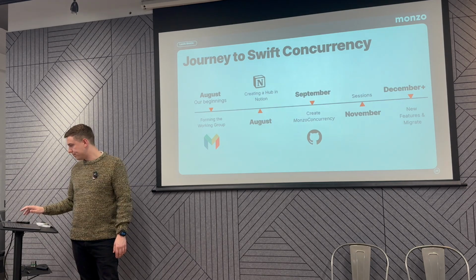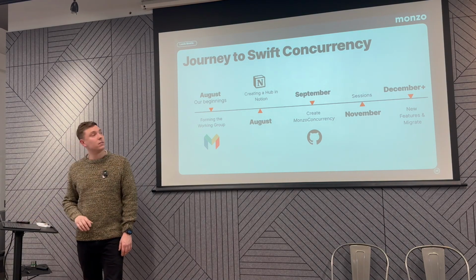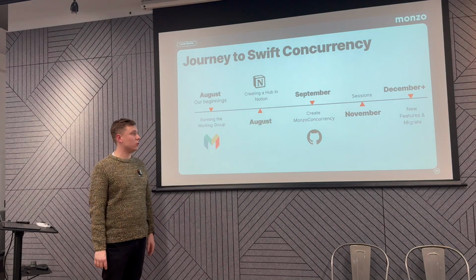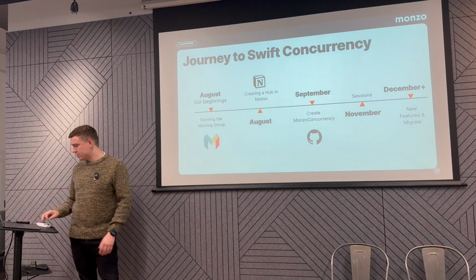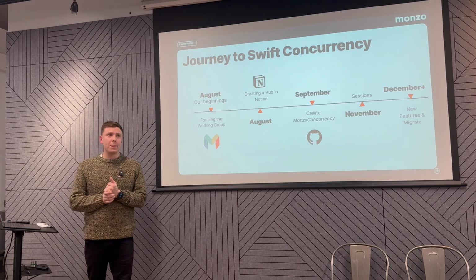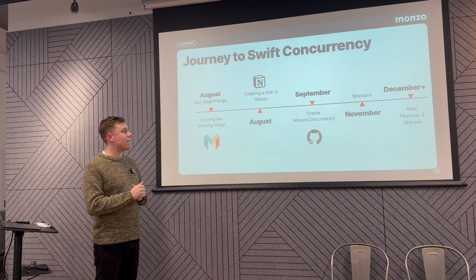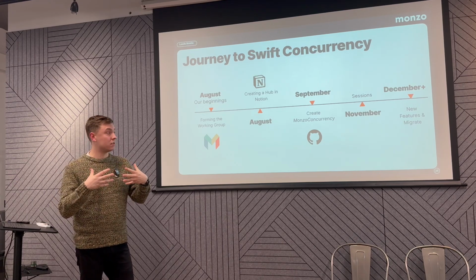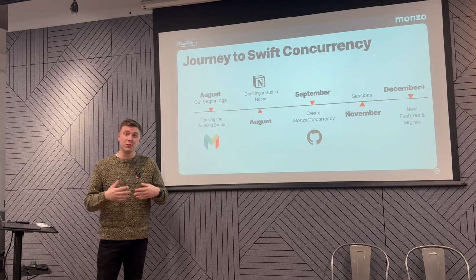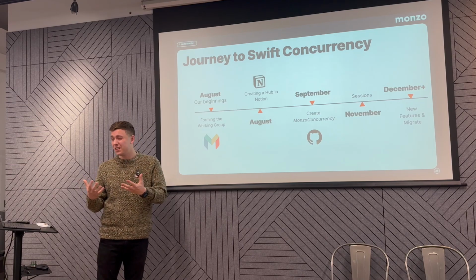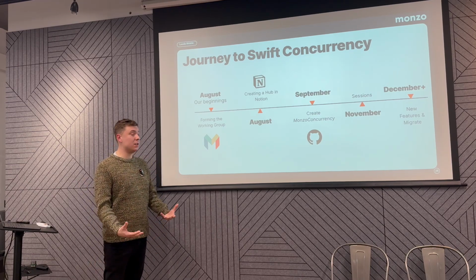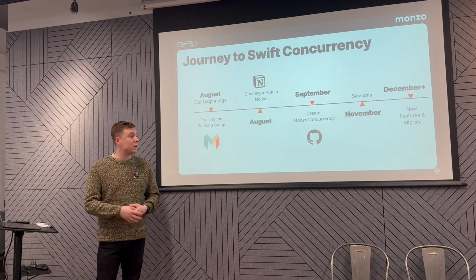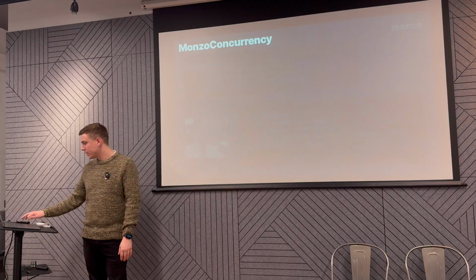Okay. Here we go. So next in the list, after we created the hub, we created a new module called Monzo concurrency. Monzo concurrency is a place where we want to put everything related to the tools we need to migrate our code base to concurrency, and also fill in the gaps where some really useful tools that we relied on quite heavily with DispatchQueue weren't available in concurrency.